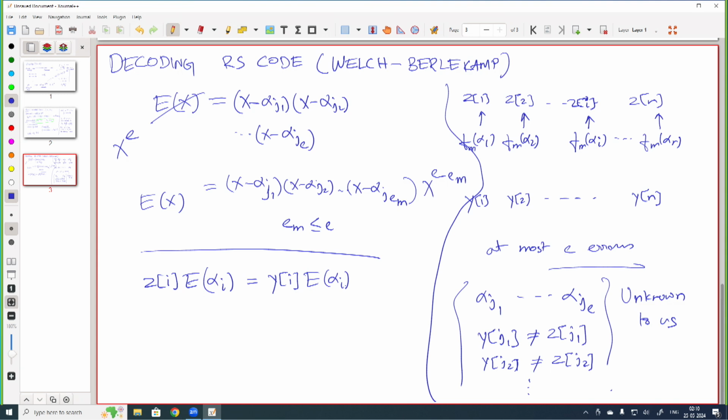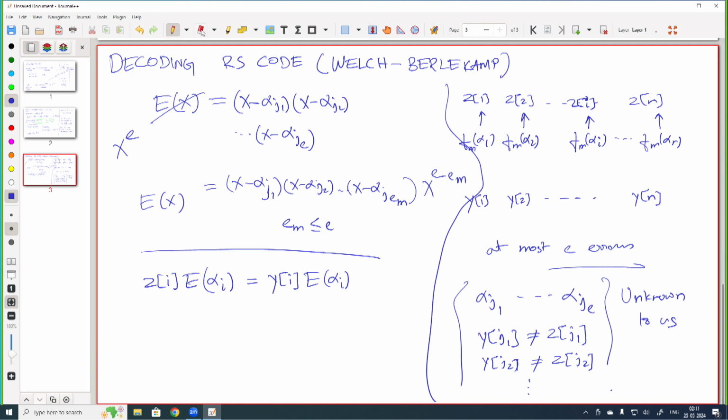Otherwise, if I was one of the places where they differ, then by construction of this polynomial, E of alpha I is 0 on both sides. So, z I and y I are different, but they are both multiplied by zeros. So, again the equation becomes the same, right. So, what I am going to do is, wait, did I miss something here? Okay.